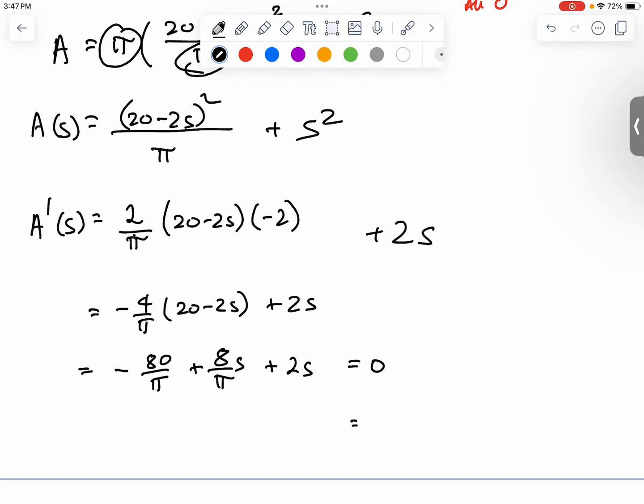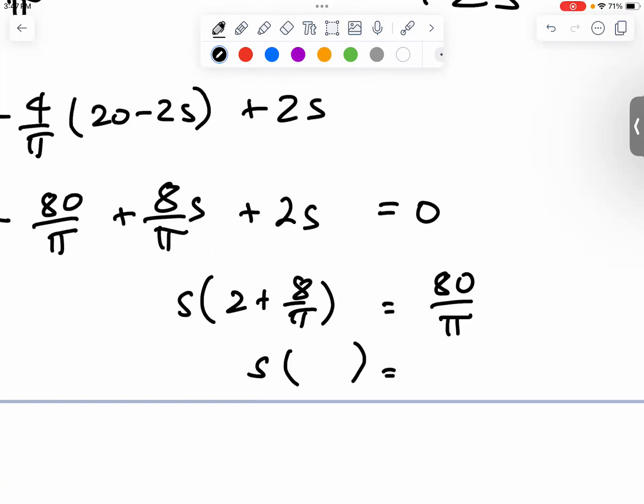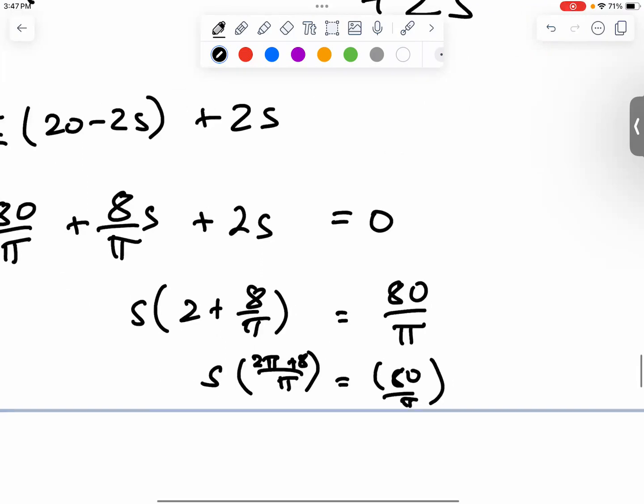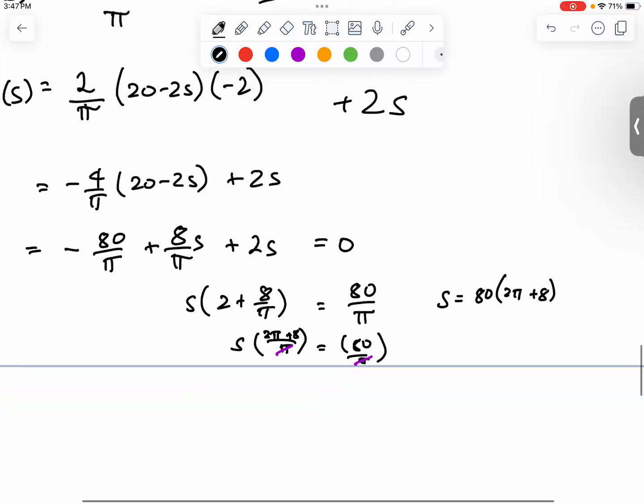So what you would get is s times (2 plus 8 over π) equals 80 over π. The reason why we do this is that the π could get canceled out. So what you would have is that s is equal to 80 over (2π plus 8).